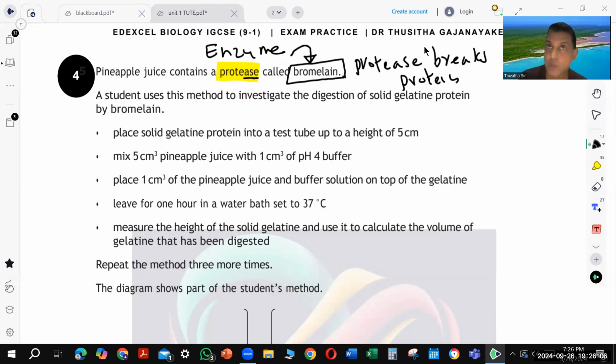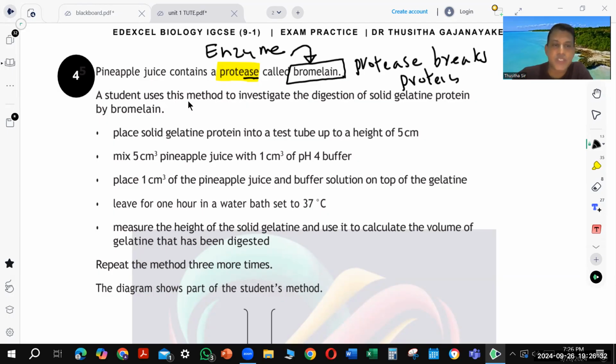When you're learning the digestive system, you have to remember a table. This table has all the enzymes: amylase, trypsin, pepsin, lipase, maltase, and peptidase. Many enzymes are there, so you have to remember all the enzymes. It's too much at the moment to remember everything, but you know protease is the enzyme which breaks down protein.